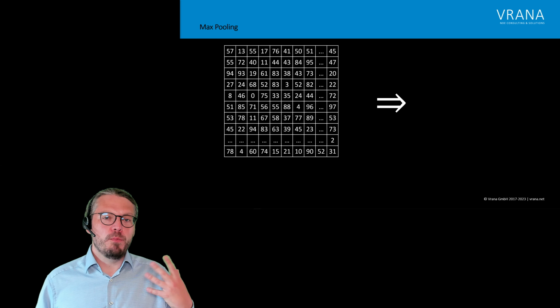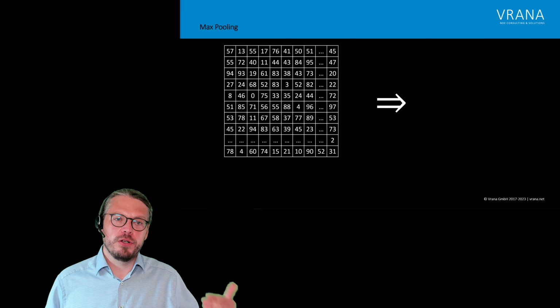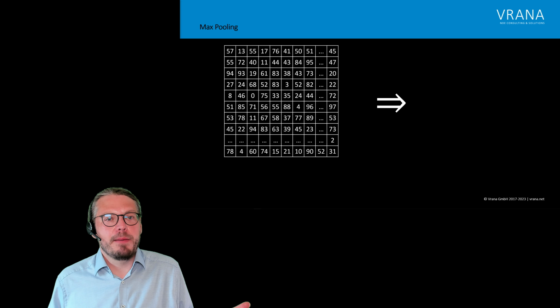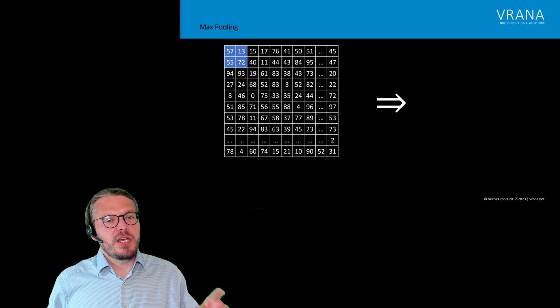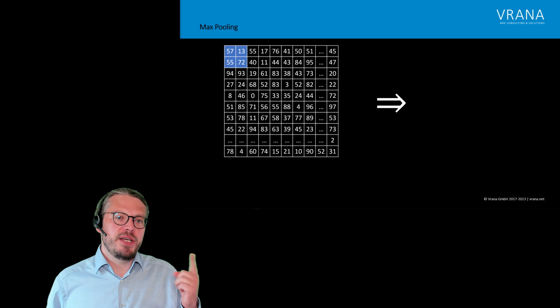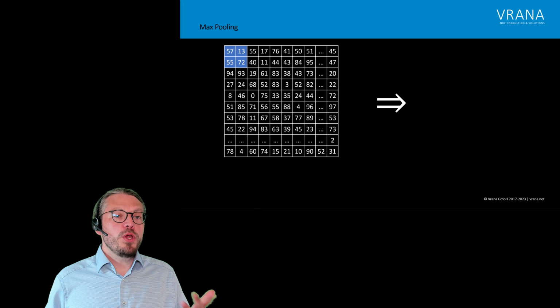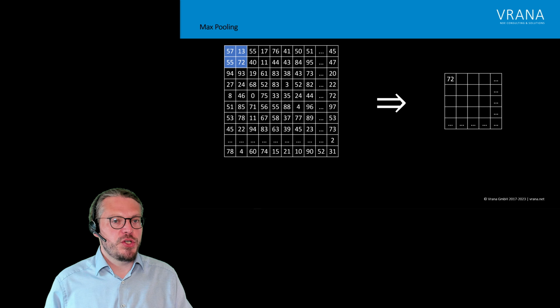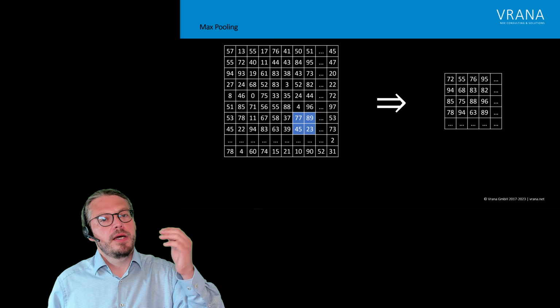Now there is one more step we need for a convolutional neural network. And it's a quite simple one. That's the so-called max pooling. So what we do is if we look here at those 4 elements, 57, 13, 55, and 72, we just keep the maximum, which is 72. We look at the next 4, we keep the 55, so we always keep the maximum. And so this is how we determine this result.